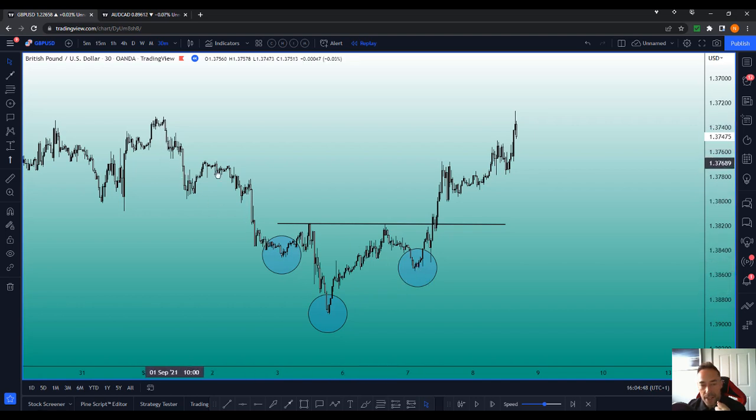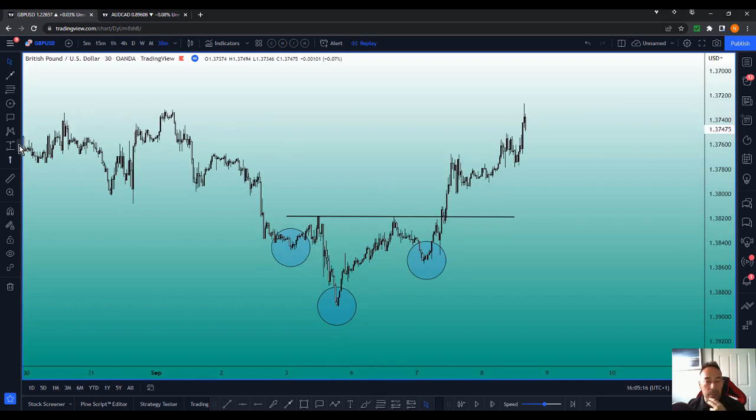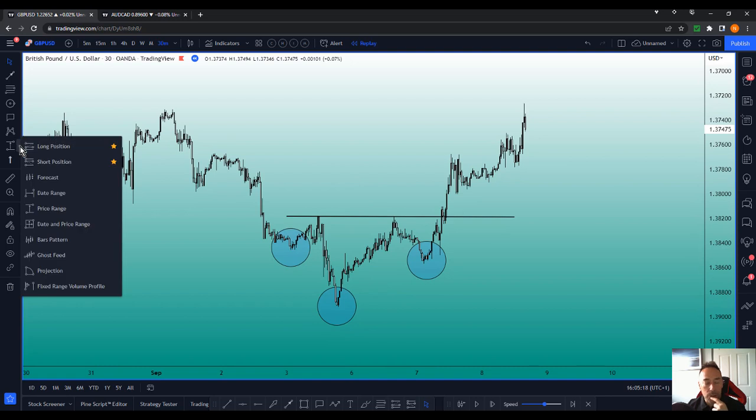Because remember, in a downtrend we've got lower lows, lower highs. All of a sudden, we've got a low, a lower low, and then we get a higher low. That is a way of signaling to us that we could be seeing an inverse head and shoulders pattern here. We identify the neckline, wait for the break, and then we look for the retest to go long in this case.